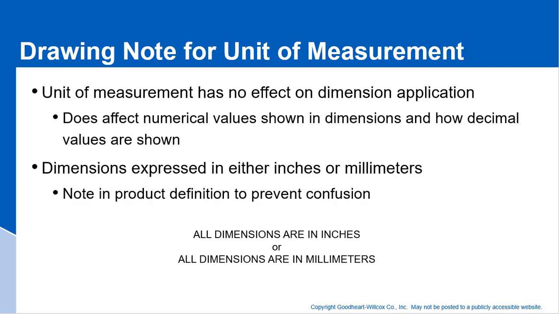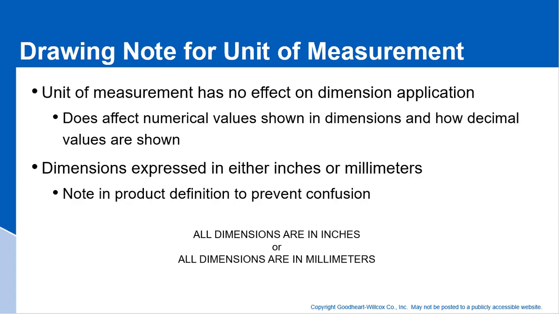Dimensions are expressed in either inches or millimeters, and what we need to do is state that clearly on the drawing. We typically do that with a note on the drawing to prevent confusion. You'll have a note on the drawing that says all dimensions are in inches, or alternately, all dimensions are in millimeters. How did we get here?